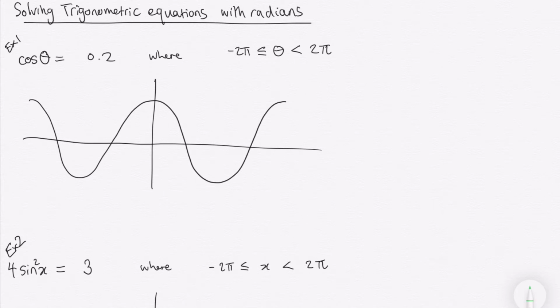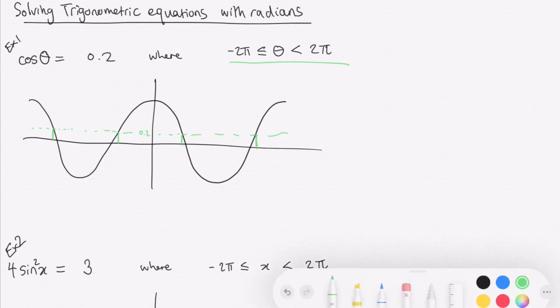Well, we can see that 0.2 is approximately here, and we're asked for solutions between minus 2 pi and 2 pi. So we can see that we are looking for 4 solutions, which are here, here, here, and here. And we need to be a bit careful now because we need these solutions in radians.